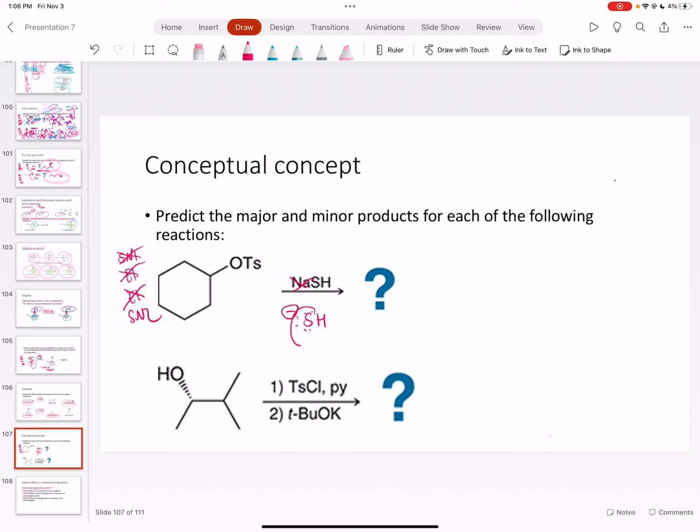So luckily we don't have any wedges or dashes to deal with, so we don't really have to worry about inversion of configuration, which is quite nice. So we're just going to do a nucleophilic attack, and then remember, tosylates, just read them as regular chlorines or bromines or iodines. So the nucleophilic attack causes a loss of a leaving group.